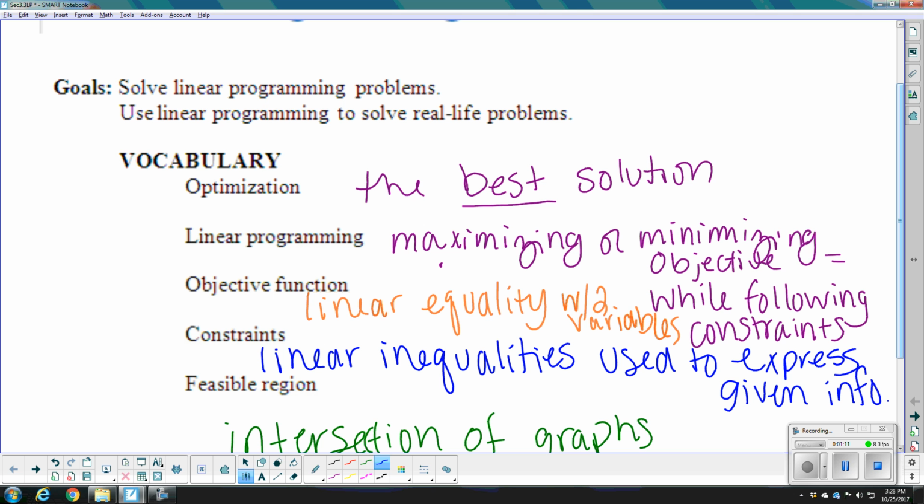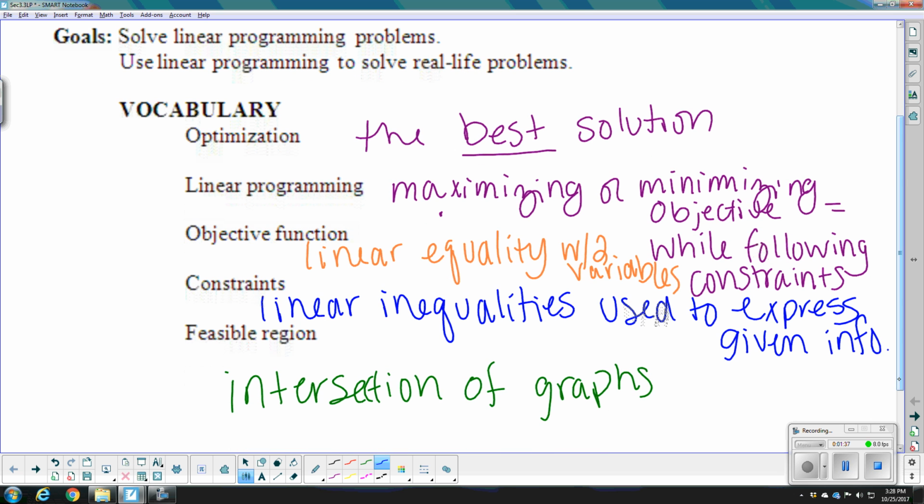So your constraints, we'll jump down to that one, are linear inequalities that are used to express any of the given information. And then your objective function is a linear equality. So constraints are inequalities, but a function is a linear equality. And this linear equality has two variables. And those variables are going to be the same variables you use in your constraints. You're going to constrain those two variables somehow, or at least one of the two variables.